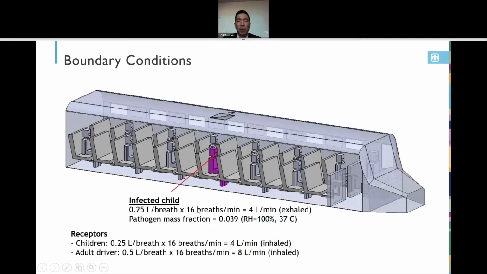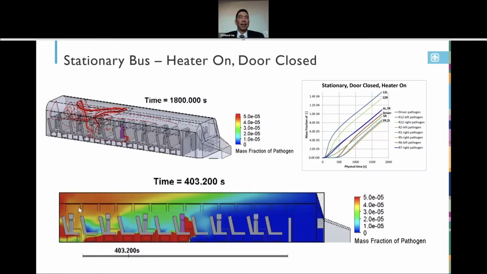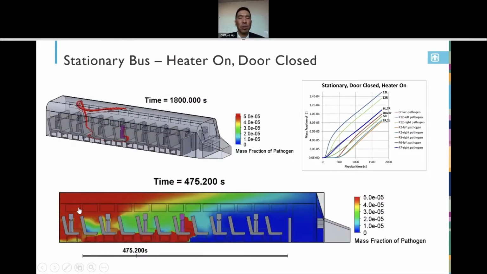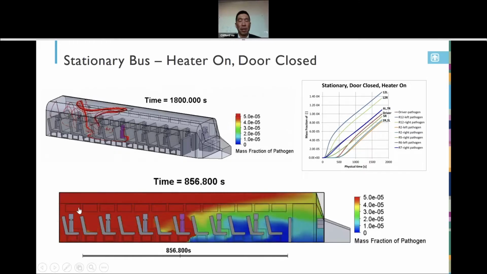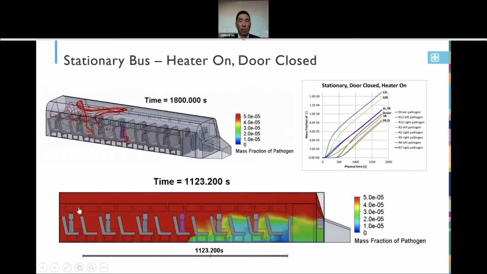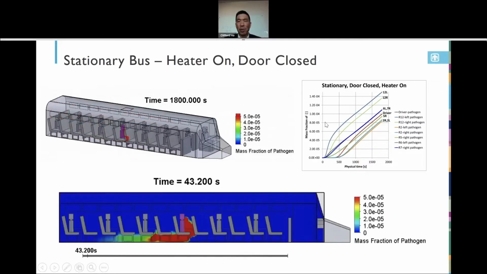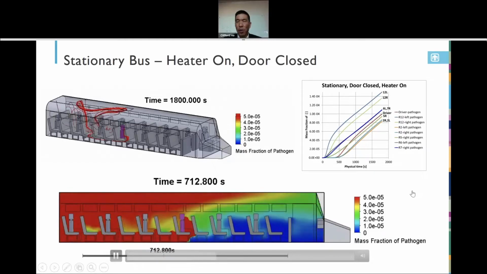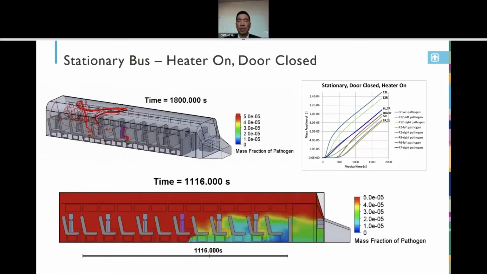With regard to the boundary conditions for the exposure scenarios, we assumed an infected child was sitting in the middle, exhaling pathogens, and then everyone else in the bus was a potential receptor. This shows a scenario where there is a stationary bus, the door is closed, so everything was closed, and you can see that the pathogen can quickly spread through the bus. The mass fraction of the pathogen is shown in the upper right here as a function of time. We simulated this for a total of 30 minutes, 1,800 seconds.